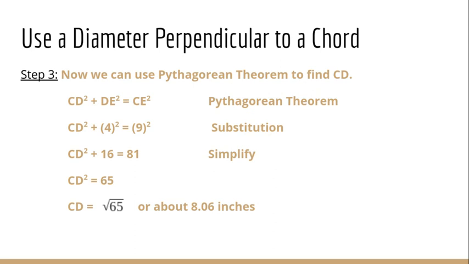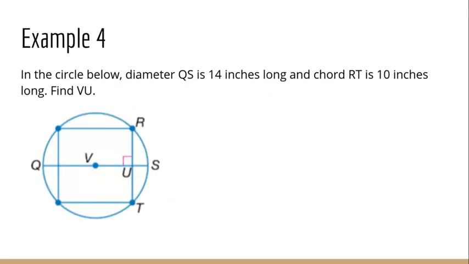I know that was a lot of work to do for one little problem, so I'd like you guys to use the same steps and try it on your own. In the circle below, diameter QS is 14 inches long and chord RT is 10 inches long. I want you to find VU. So use the same steps that we just did for the previous example to solve for this circle right here, and submit your answer into Edpuzzle when you're ready.